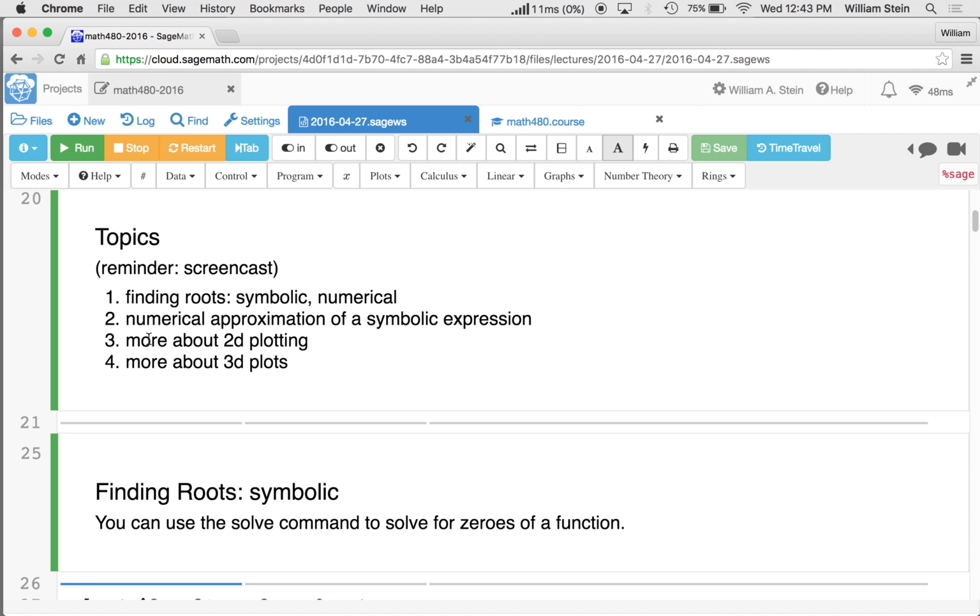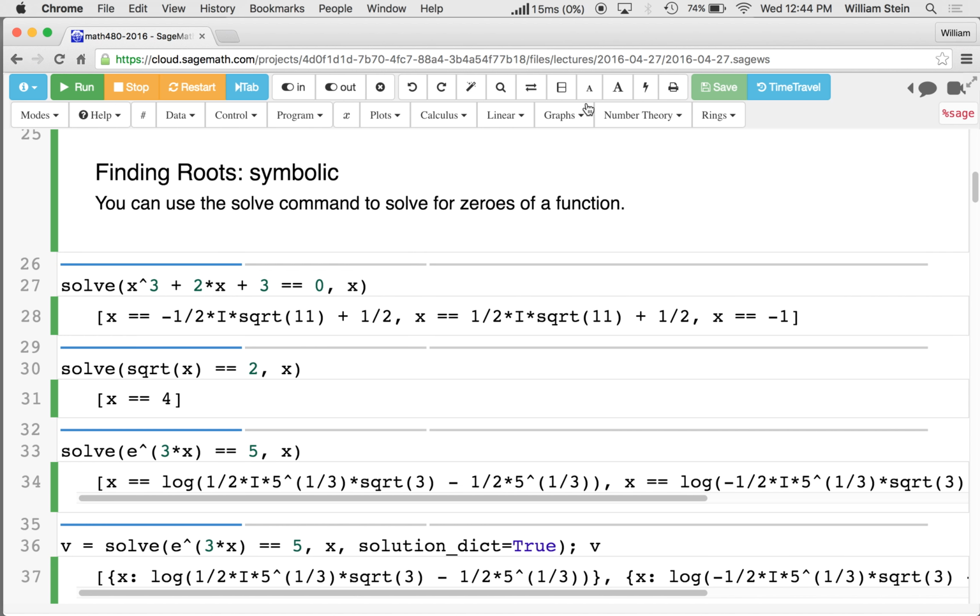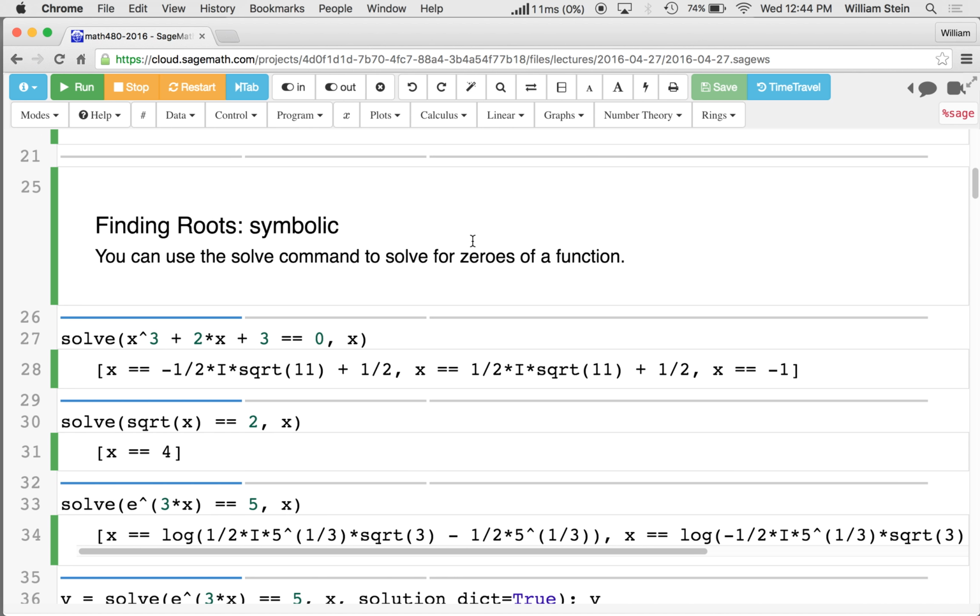And then I'll tell you a bunch more about 2D plotting and visualization that is separate from plotting functions. So for creating visualizations, things like drawing a bunch of points, drawing a line through points, drawing text, etc. And I don't think I'll have anything about 3D plots. Okay, so let's start with finding roots symbolically.